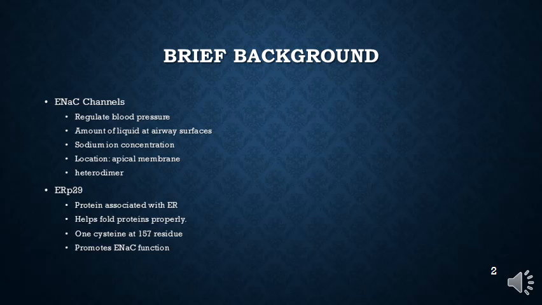A brief background of ENaC channels and ERP29. Epithelial sodium channels are called ENaC channels, which are located at the apical membrane of epithelia. They regulate the blood pressure, blood volume, sodium ion concentration, and the amount of liquid at the surface of airways. It is a heterodimer that has three subunits, alpha, beta, and gamma.